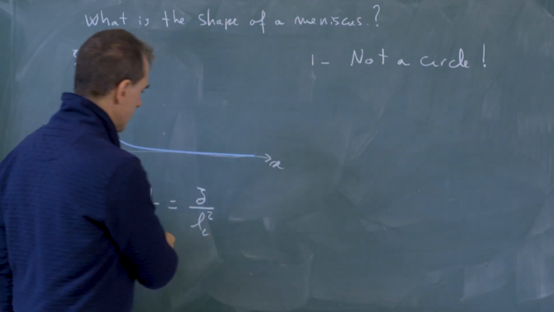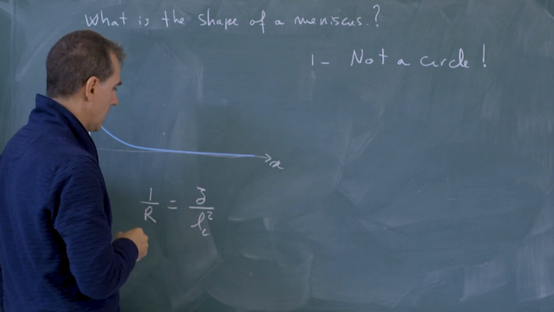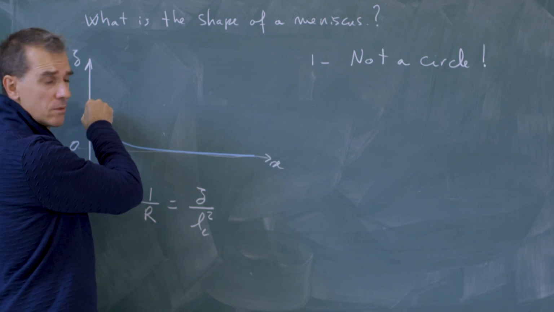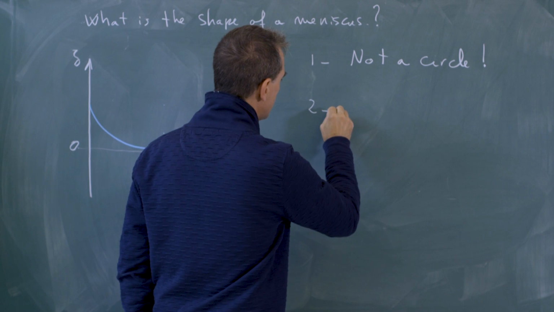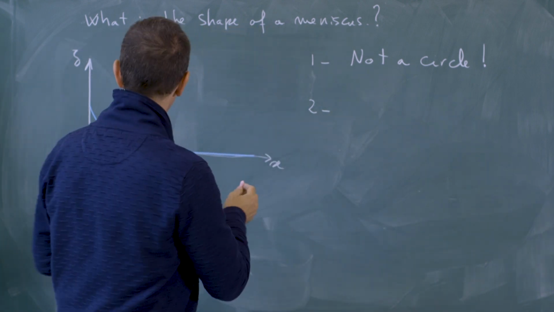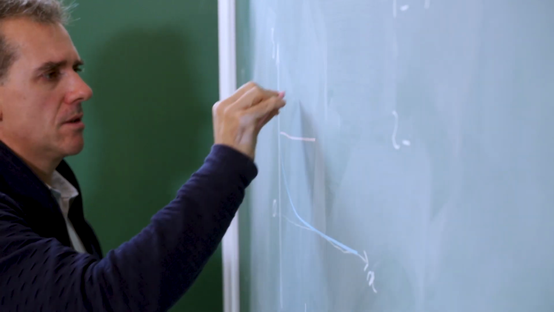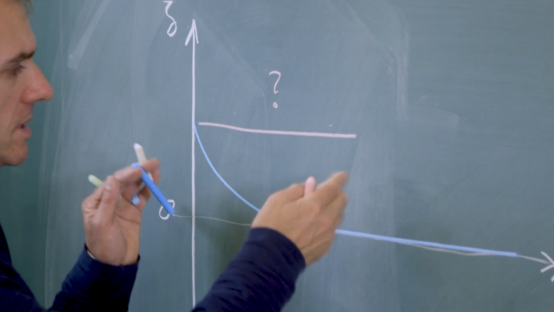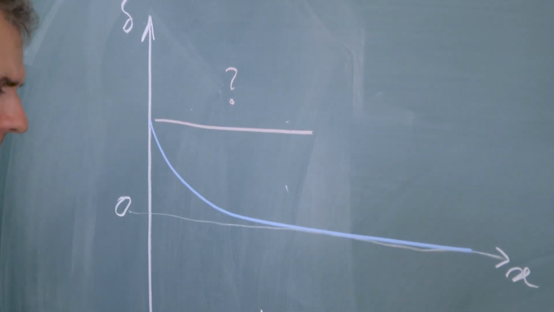Indeed, what we see is that the radius of curvature is not constant. So it's 0 far from the wall, and it goes to a finite value close to the wall. If we want to be more precise, there are 2 points that we can discuss. The first one is the extension of the meniscus along the x direction, which means what is the size of the region which is affected by the presence of the wall.